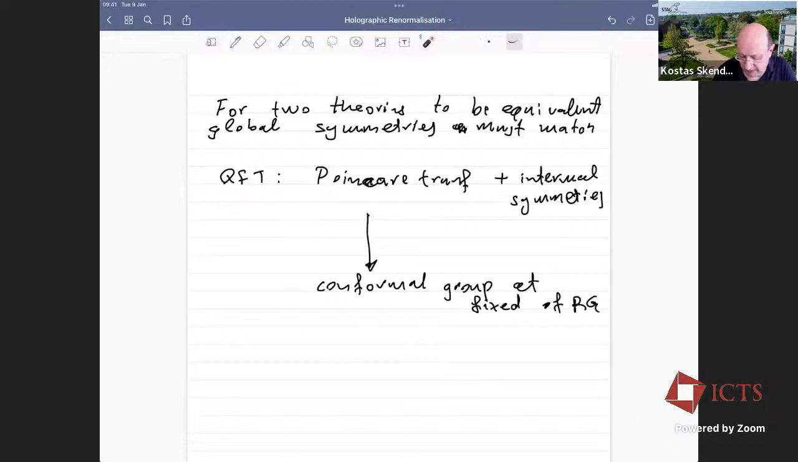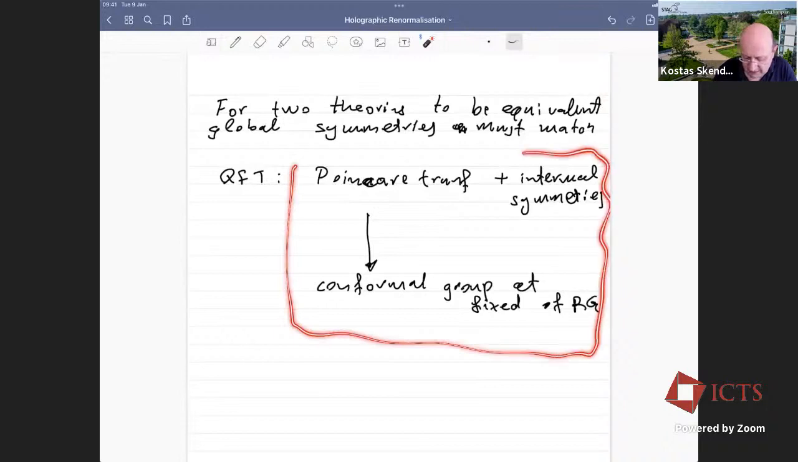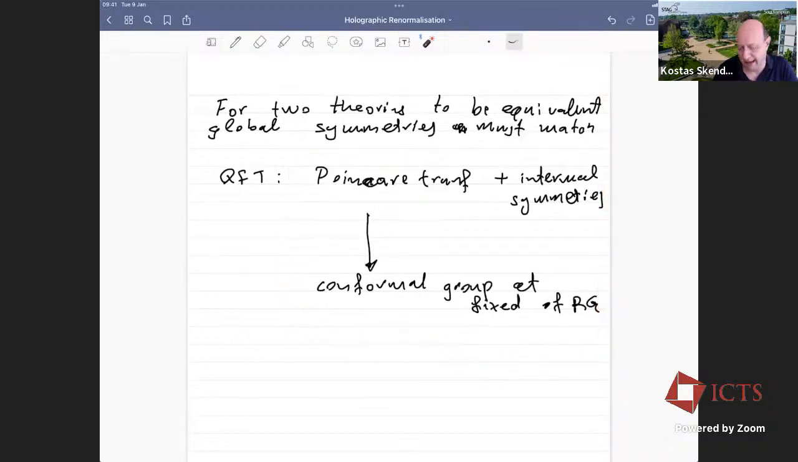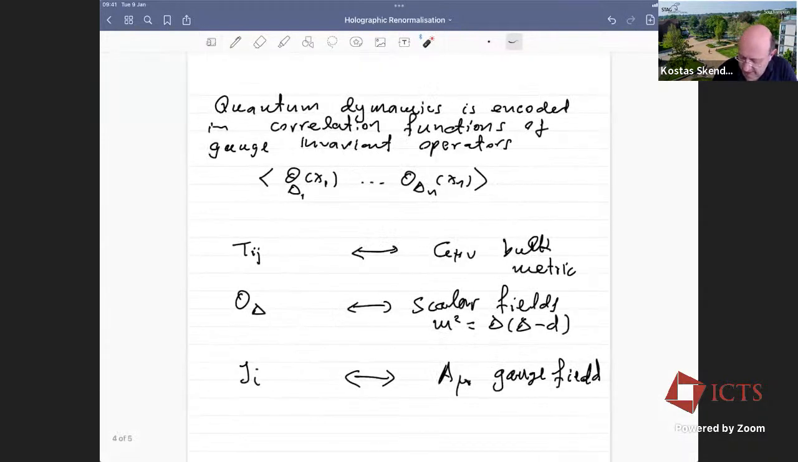So now this means that if we are to realize quantum field theory using a different description, we have to be able to identify how these symmetries are realized on the other side. And then we have to have the same objects. And I described here how you see that you have the same objects.